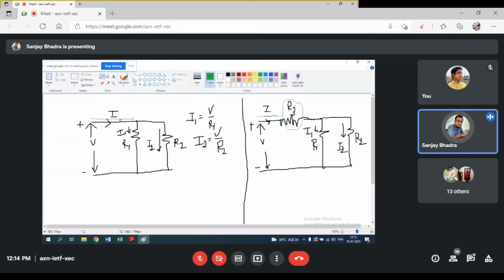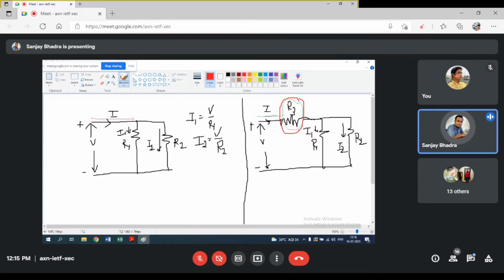So this is moving in an uninterrupted manner till what? Till the junction point where we are actually getting the parallel combination. But it is not the case, because over here it is being interrupted because there is a resistor R3 in between. So there would be a drop across R3 as I flows through R3. But that is not the case over here.